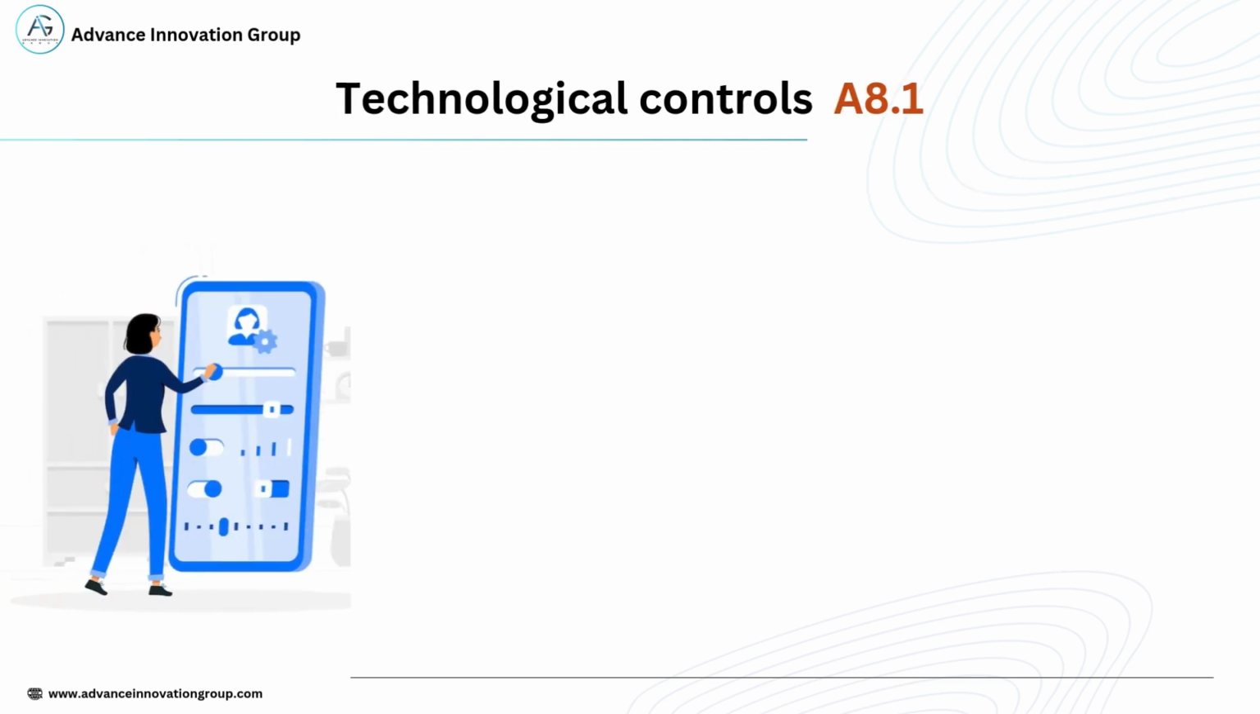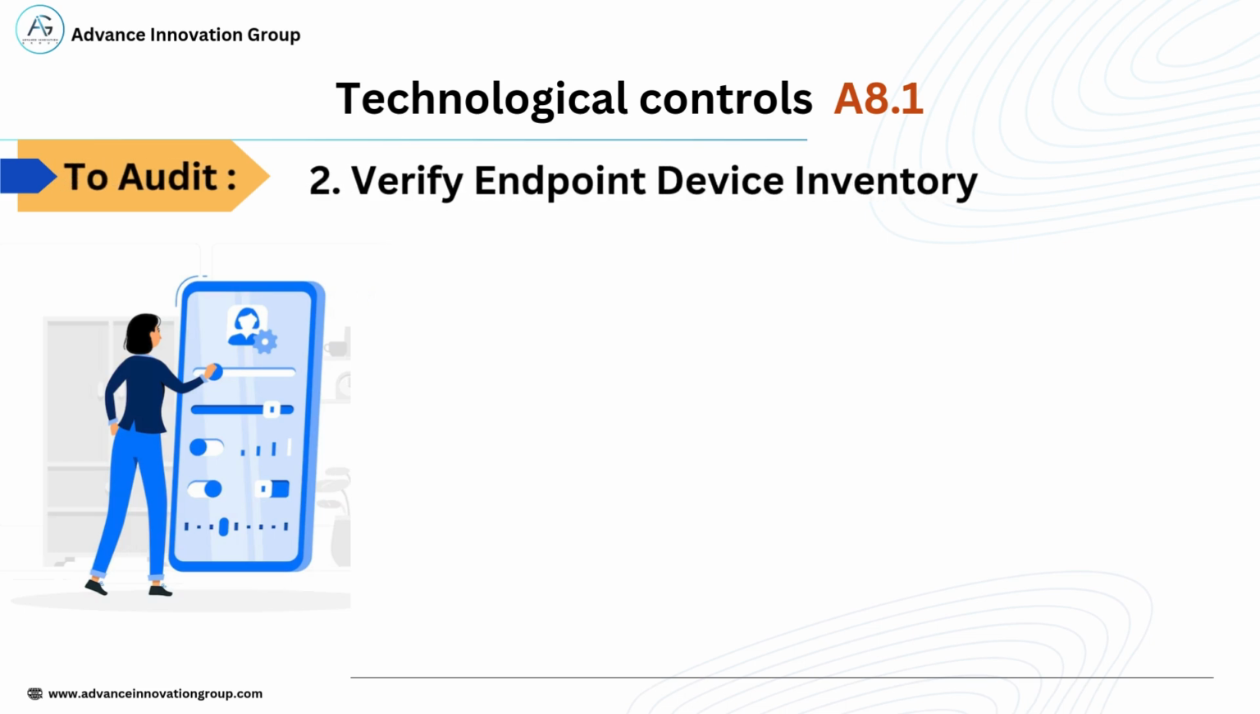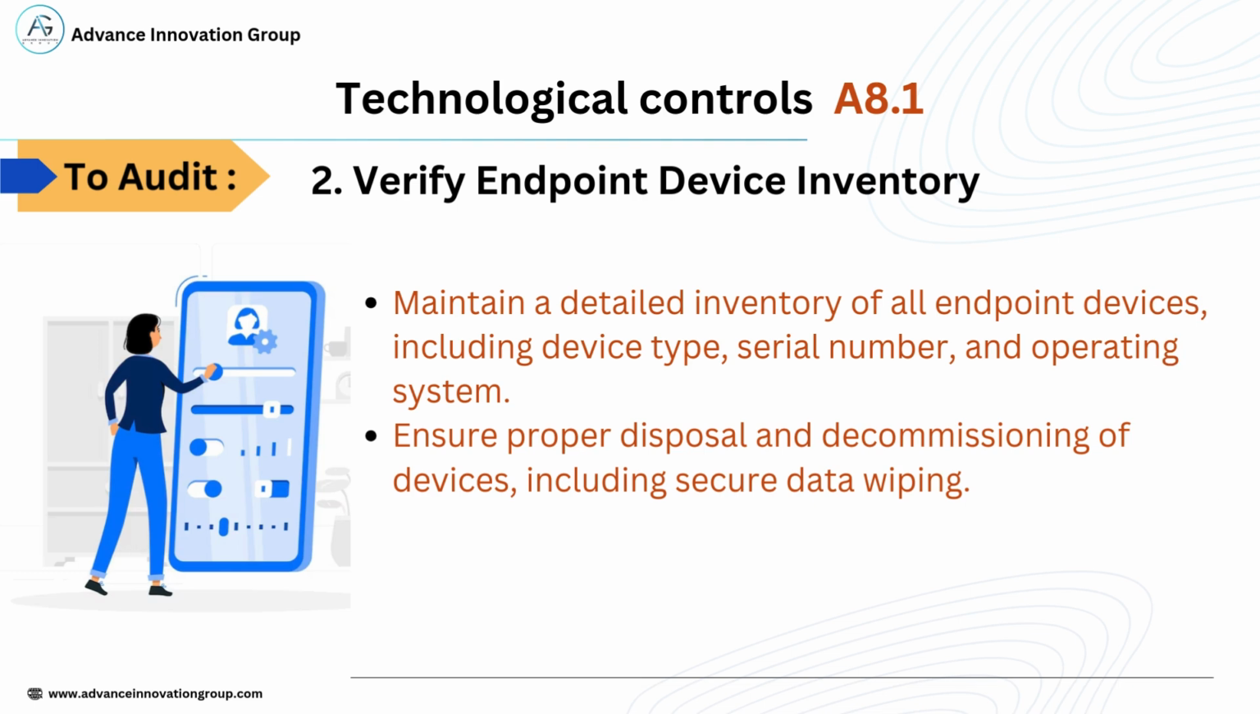Technological controls A8.1. To audit, second, verify endpoint device inventory. Maintain a detailed inventory of all endpoint devices, including device type, serial number, and operating system. Ensure proper disposal and decommissioning of devices, including secure data wiping.